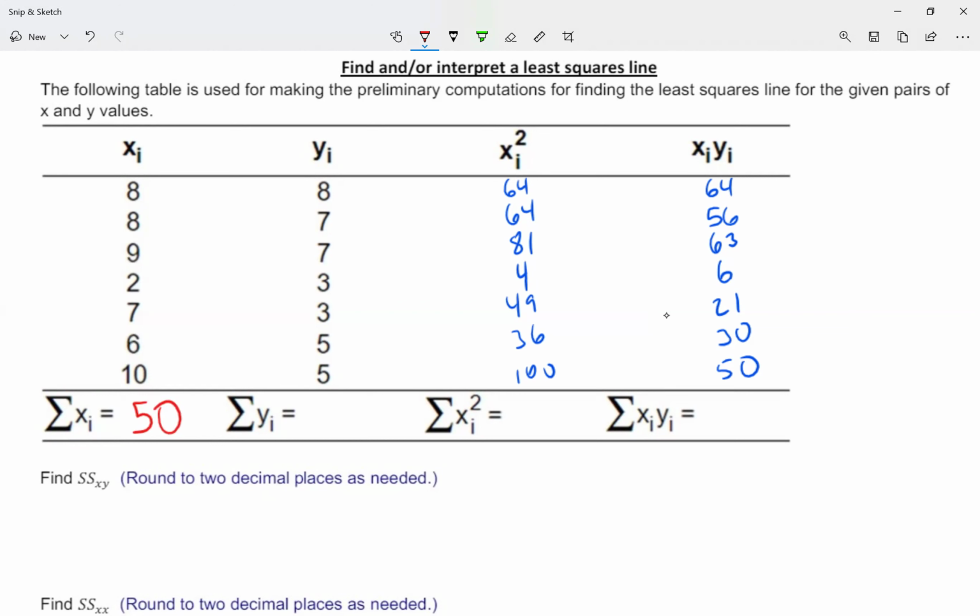My sigma of yi, so basically add all the values in the column y, I'm going to get 38. My sigma of xi squared, add all of your numbers, and it's going to be 398. My sigma of xy, if I add all my numbers, will be 290.